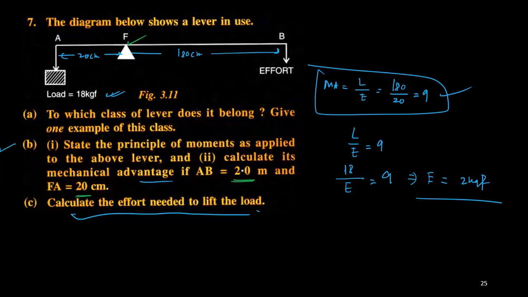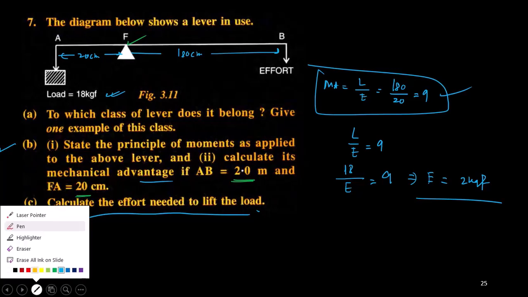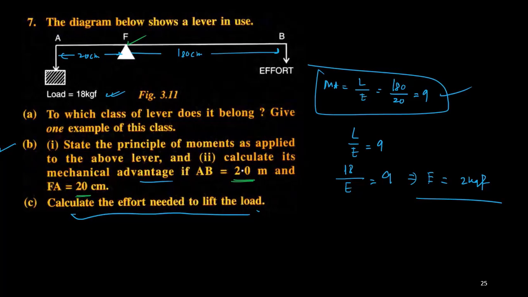Part B. In part B, you are asked to calculate the mechanical advantage. What is the representation of mechanical advantage? L by E. So that is the ratio of load by effort, and that should be equal to effort arm divided by load arm. 180 is how much?